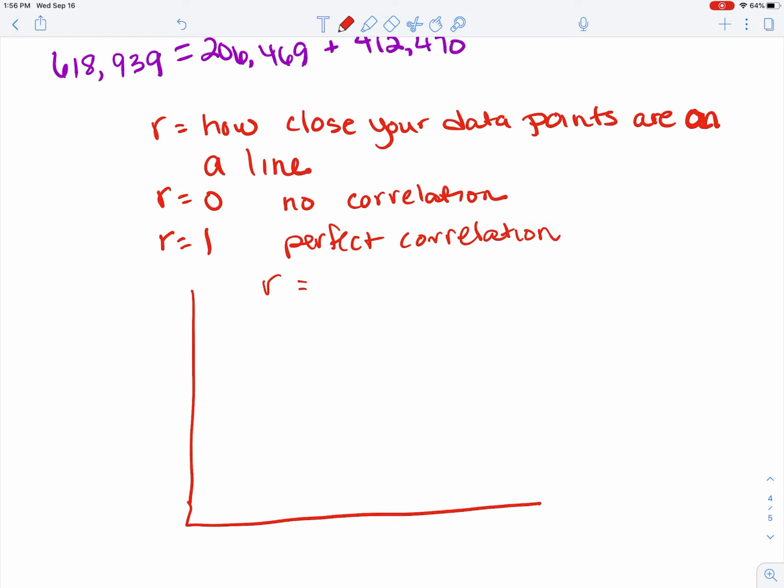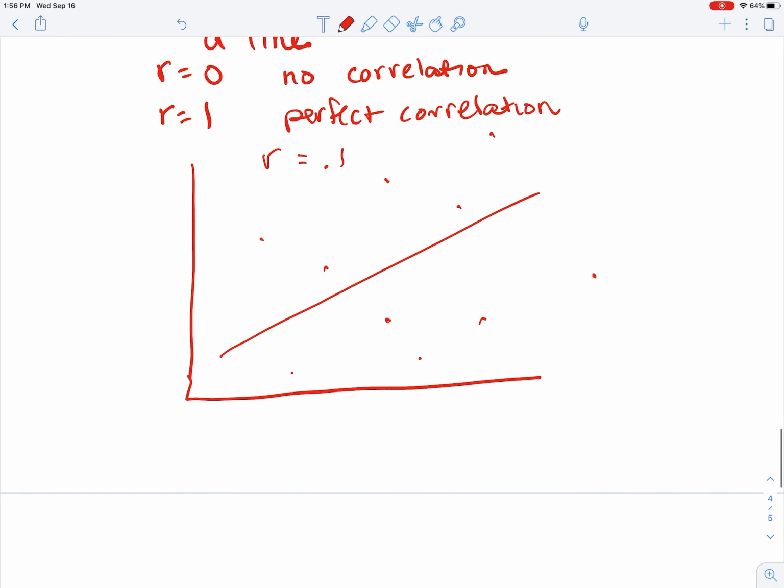If R was, let's say, 0.1, your line would look something like this, because the goal of our line is to draw right in between where the points on the graph hit. As you can see, our points are all over the place, so it's hard to find that correlation.